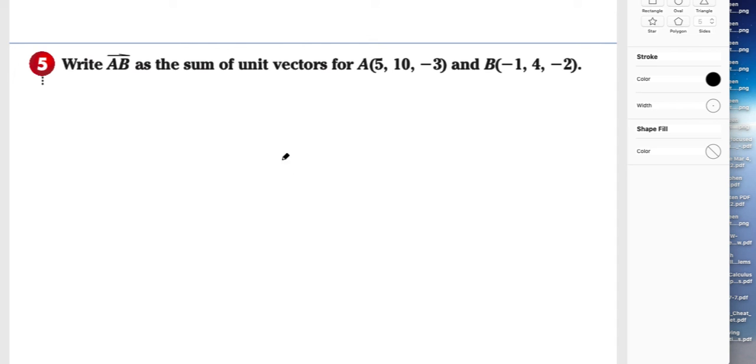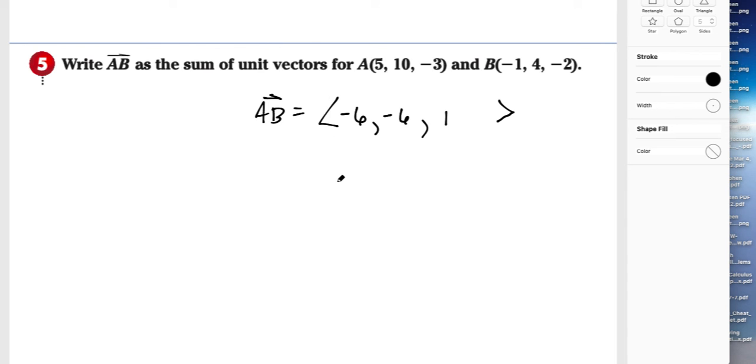In example 5, we're to write vector AB as the sum of unit vectors, for A beginning at 5, 10, negative 3, and B being at negative 1, 4, and negative 2. Well, the first thing we should do is write this vector as an ordered triple. So we would be doing B minus A. We end up with negative 6, negative 6, and then negative 2 minus negative 3 is a positive 1. So this is the ordered triple representation of that.